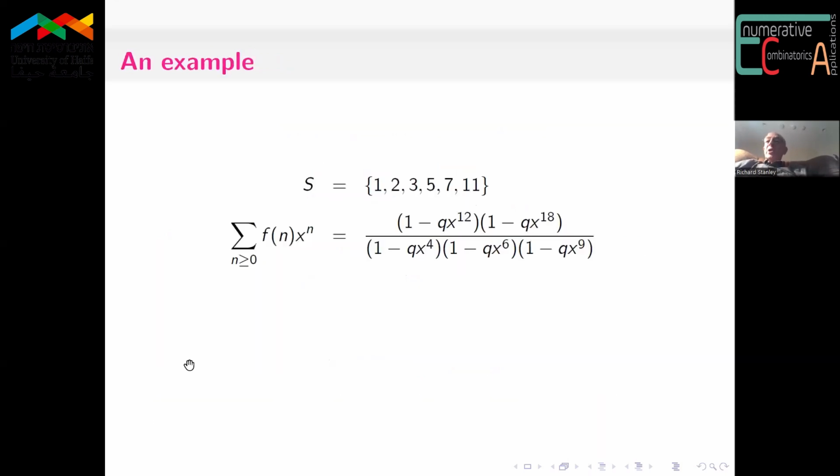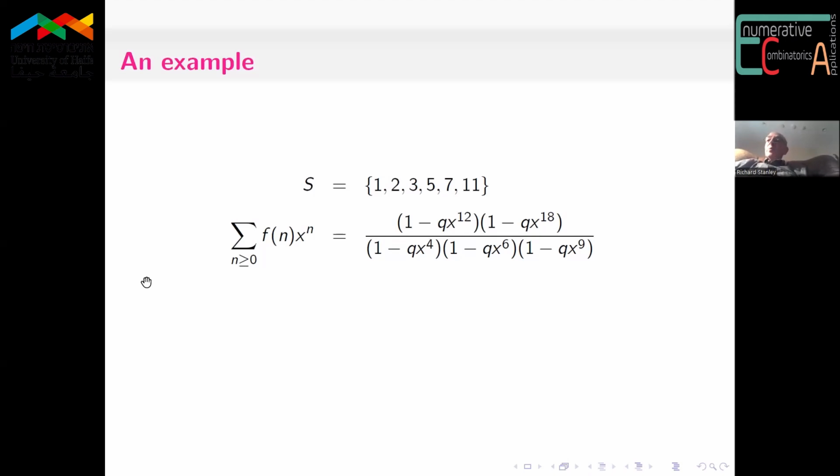Here's what it looks like for the cyclotomic set 1, 2, 3, 5, 7, and 11. The generating function is this. This should look familiar because when you set q equal to 1, look at the product of this, substituting x to the i for x, and look at the product over all i. This is exactly what I looked at before when I looked at partition identities.